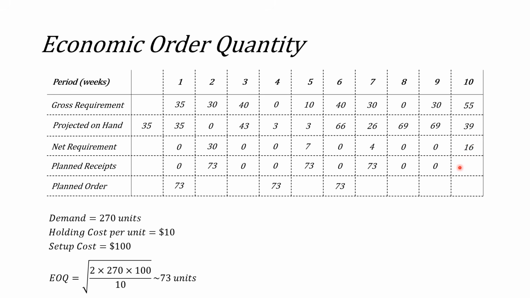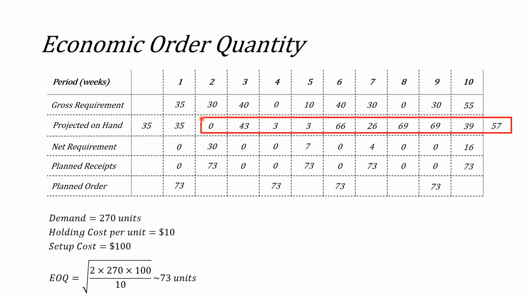Now since my net requirement is not 0, I need to place another order of 73 units out here. Once I've placed the order of 73 units, I need to place that 1 week in advance. The issue here is that since I only required 16 units and I ordered 73, the remaining 59 units is what I need to store on week 10 so that it can be used in week 11, right? So that is going to be included in my holding cost.